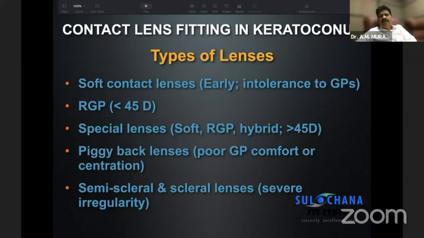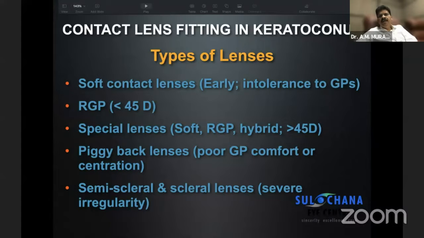But once your K values shoot up beyond 45, 46, I think it's a good idea to shift to special lenses, such as in the soft area or the RGP, or you even have the hybrid, which is a combination of soft and rigid lenses. There are situations where you would want to combine a soft lens with an overriding RGP lens, which is called a piggyback lens system.